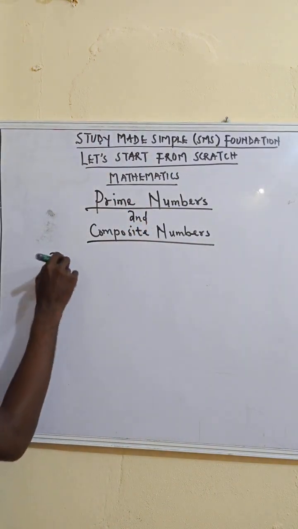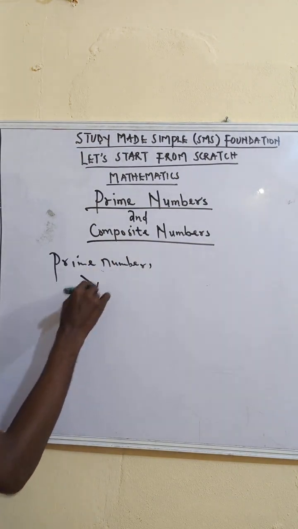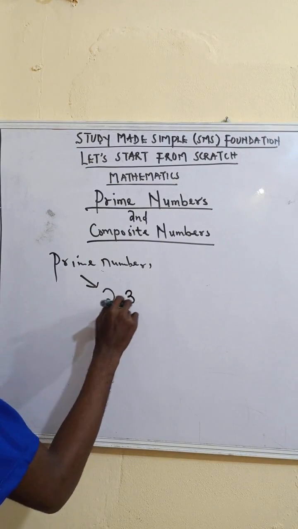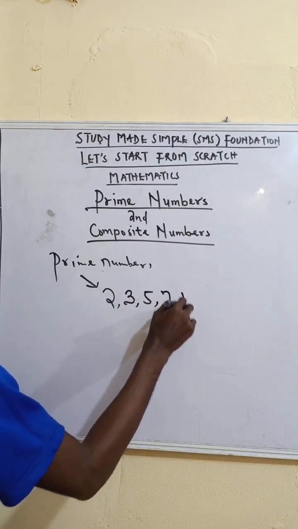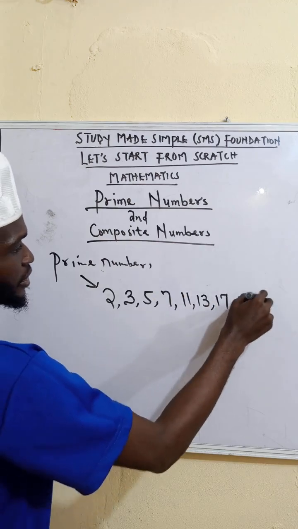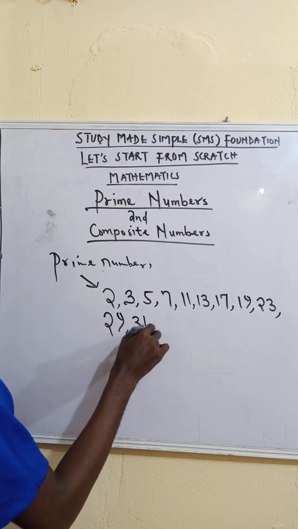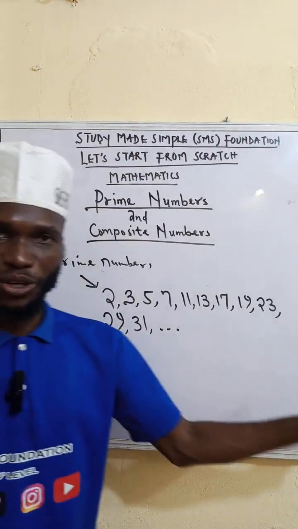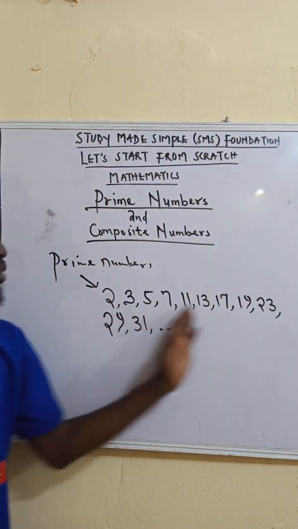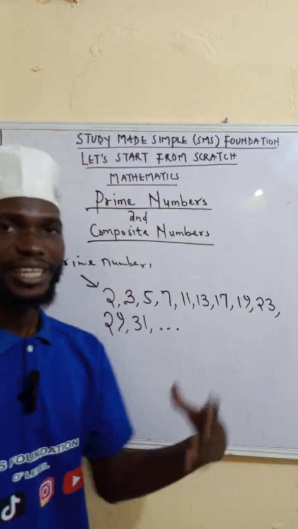So the prime numbers, let me give you examples. 2 is the first positive prime number. So 3, 5, 7, 11, 13, 17, 19, 23, 29, 31, and so on. We have many of them. We can't even get to the end. This is even an infinite set. So prime numbers are all of these numbers that we have here. None of them can be divided by any other number apart from 1 and itself.